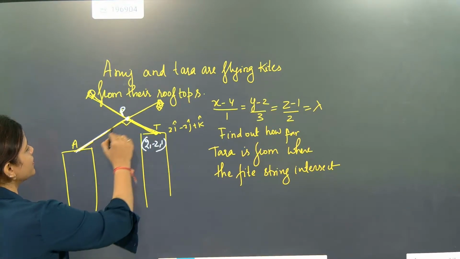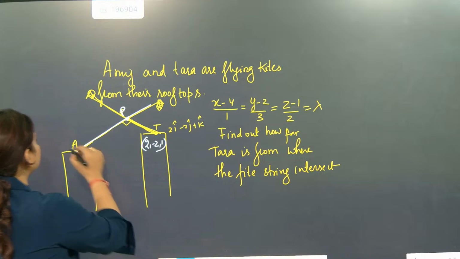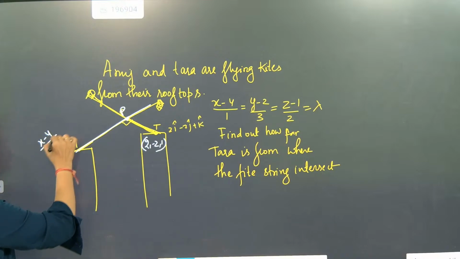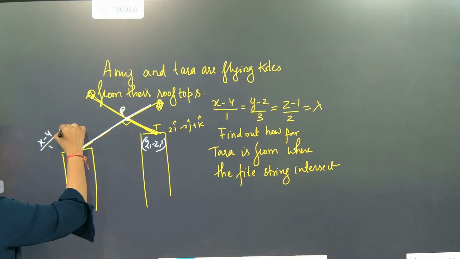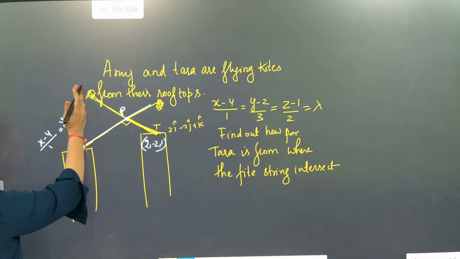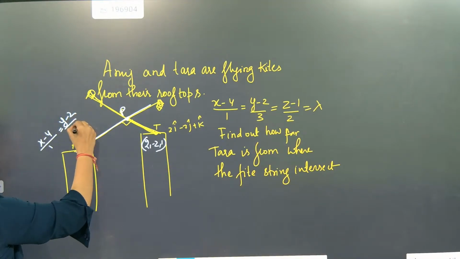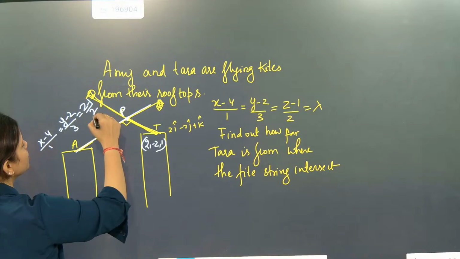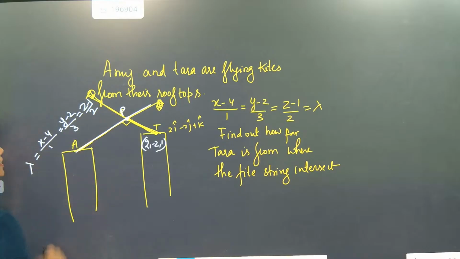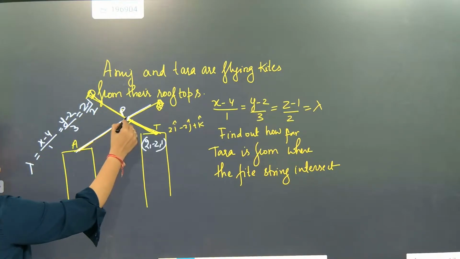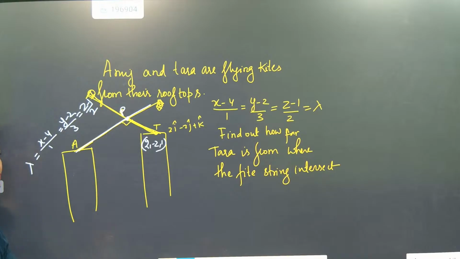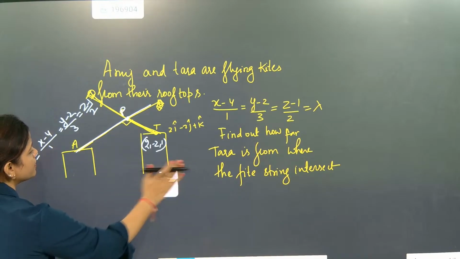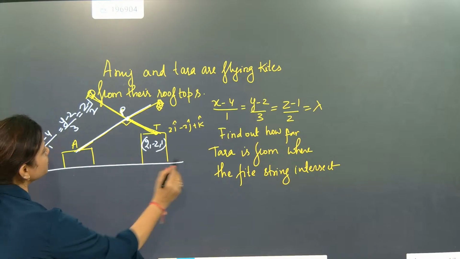Now this is the equation. Anuj's line equation is given as (x - 4)/1 = (y - 2)/3 = (z - 1)/2, and that is equal to lambda, beta. So the first thing is we will get this point P. How to get this point P, beta?